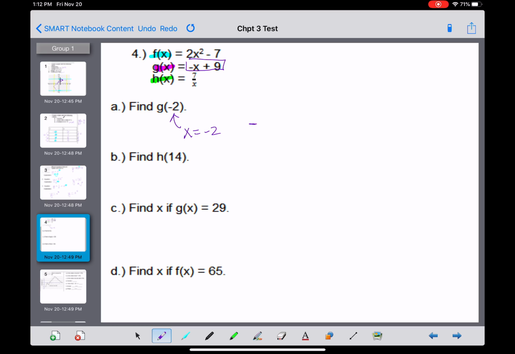So I have negative x, which is -2, plus 9. When I go to simplify, those double negatives do become a positive. So 2 plus 9 is 11.